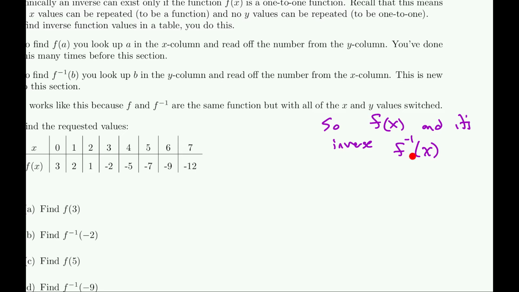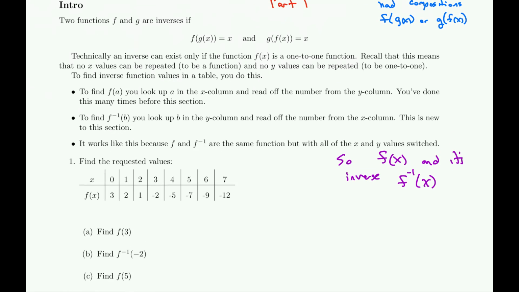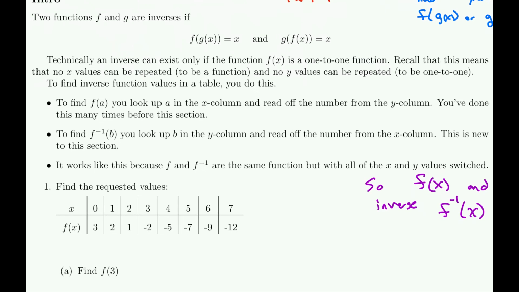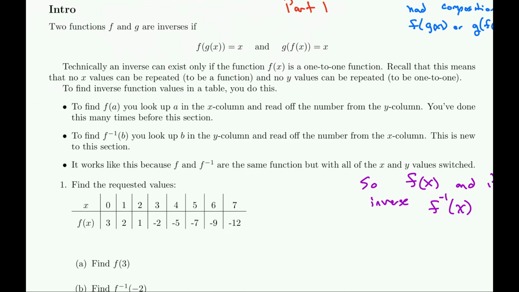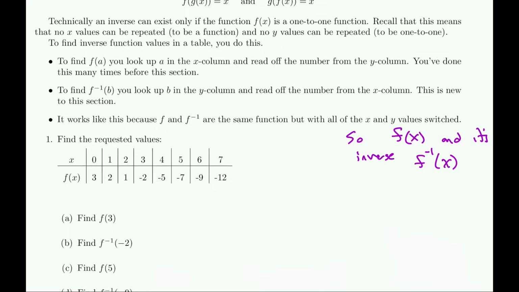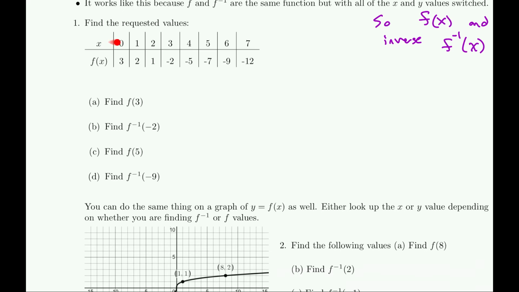Now, how are we going to do calculations? Well, we need to know something about how these functions work. And so the way they work is as follows. If you've got a table of values, like this table of values, just look at this, x and f of x. I don't have an f inverse column here or an f inverse row. I just have x and f of x.